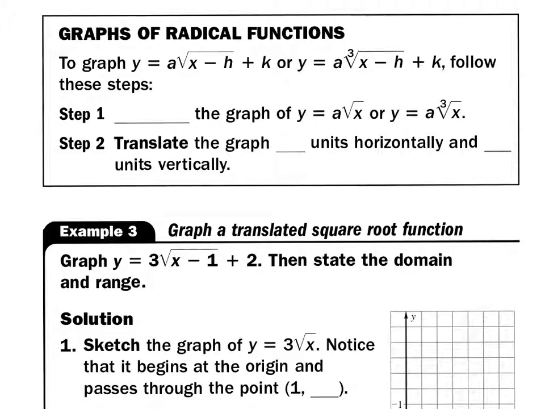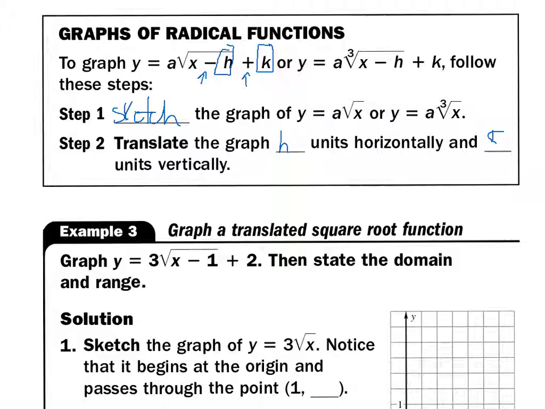Okay, graphs of radical functions. Here's our h and k shifts. And it works the same way as it did in the quadratics or the absolute value. This sign needs to be a negative, and if it is, we can pull out that positive h. And this sign needs to be positive, and we can just pull out the positive k. And then we can do the shift from the parent function. So the first thing you need to do is sketch in the parent function, and then translate the graph h units horizontally and k units vertically.